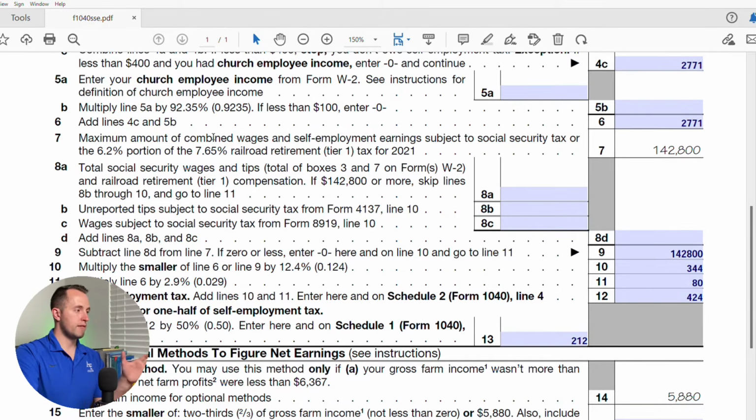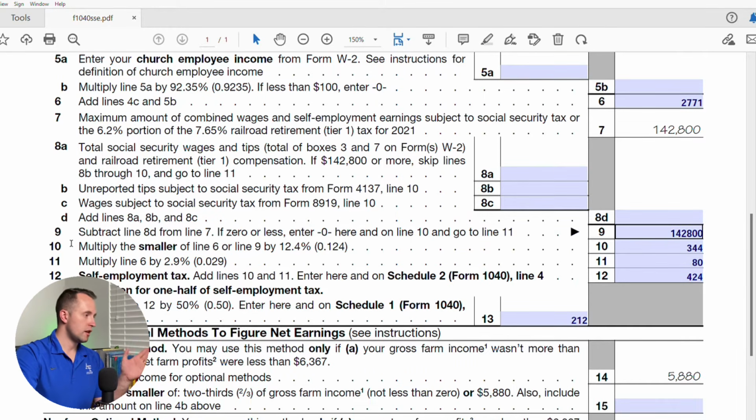7 is the maximum amount of combined wages and self-employment earnings subject to the Social Security tax. This is a pre-filled in number set each year by the IRS. So for 2021, it was $142,800. Now, if you don't work for the railroad, when any of these forms in Section 8 sound unfamiliar to you, you're just going to leave them blank because they do not apply to the vast majority of people. Now 9, you're going to subtract line 8D, which doesn't apply to most people, from line 7, which is the total amount subject to Social Security taxes. So for most people, just take whatever's in 7, drop it down into line 9.